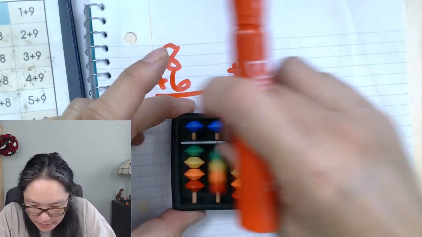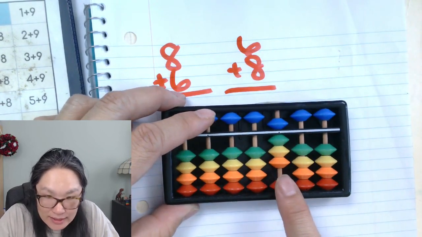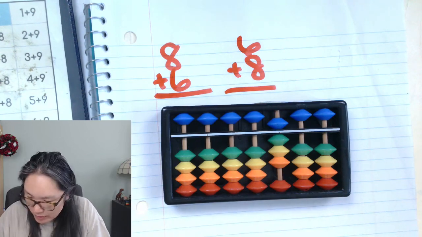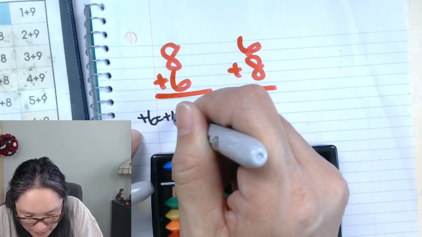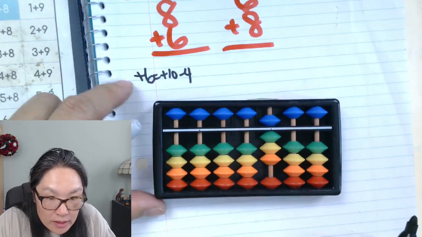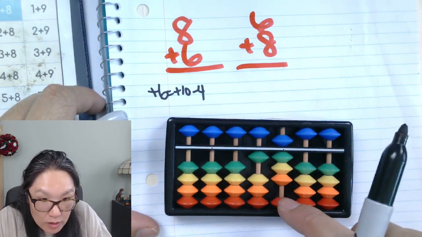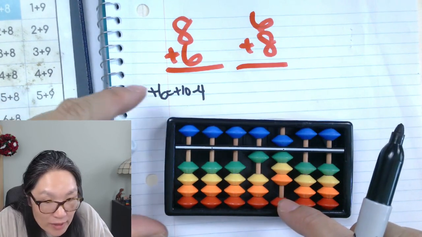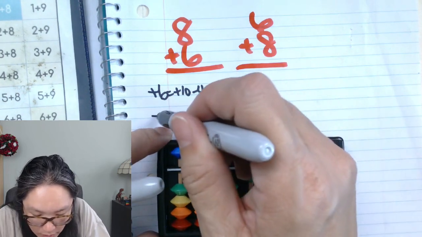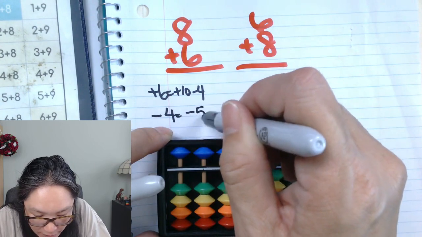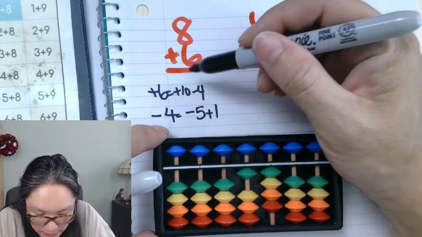So we have 8, and then we want to add the 6. Can we add the 6? No, we cannot add the 6. What are we going to do? Well, we know plus the 6 is equal to plus the 10 minus the 4, right? We want to plus the 10, take away the 4. When we take away the 4, we can't do it, right? So if we can't do it, what are we going to do? Minus the 4 is equal to minus the 5 plus the 1. So we minus the 5 plus the 1. My answer is 14. Okay, we got that, right?